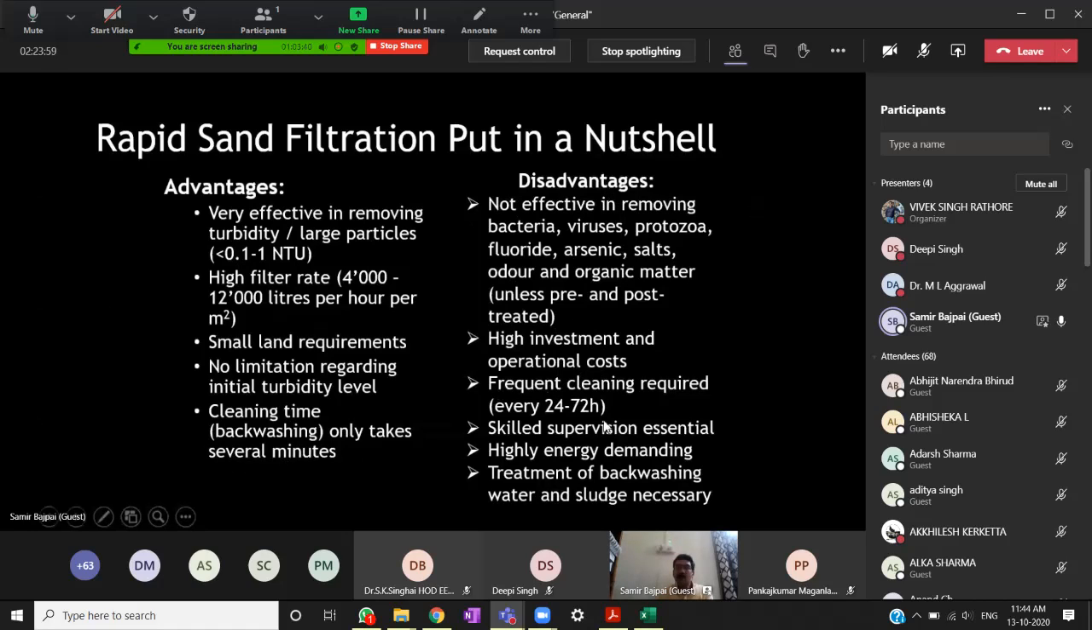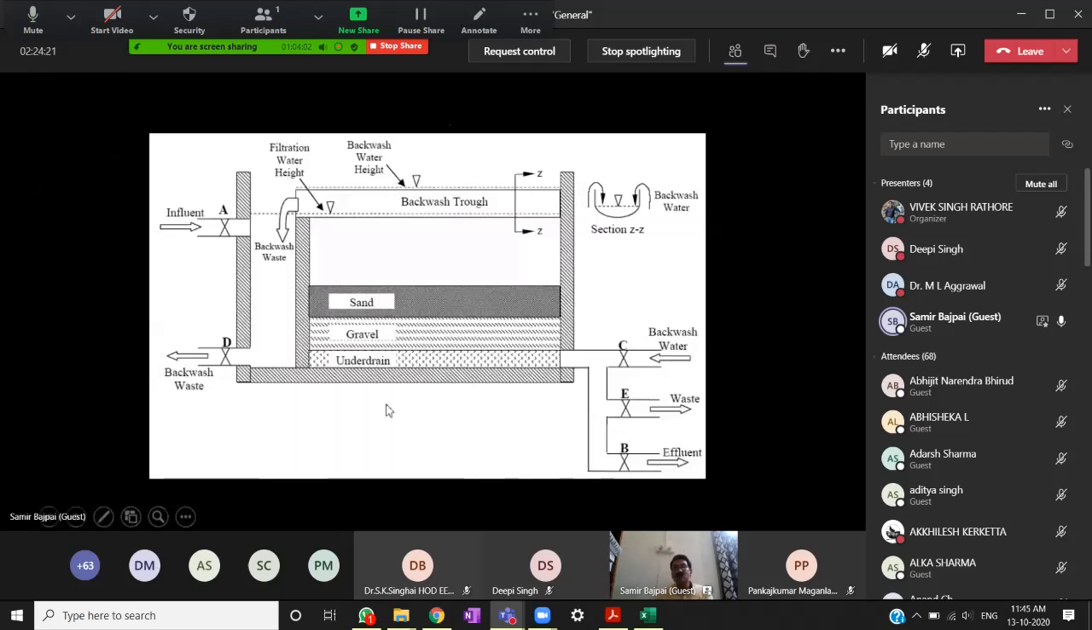And in a quick slow sand filter, the cleaning time is large, 30 days to 60 days like that. Here you need to clean practically between 24 to 72 hours, depending upon the raw water quality. Skilled supervision is required. You want high energy consuming treatment of backwashed water and sludge which is collected, you need to treat that. And this is a schematic for slow sand filter.